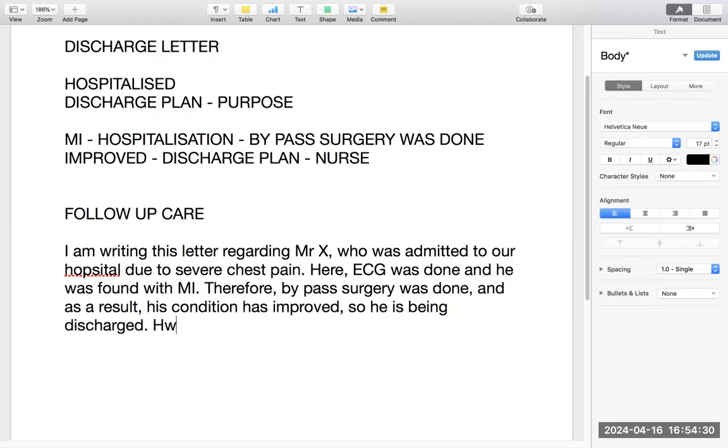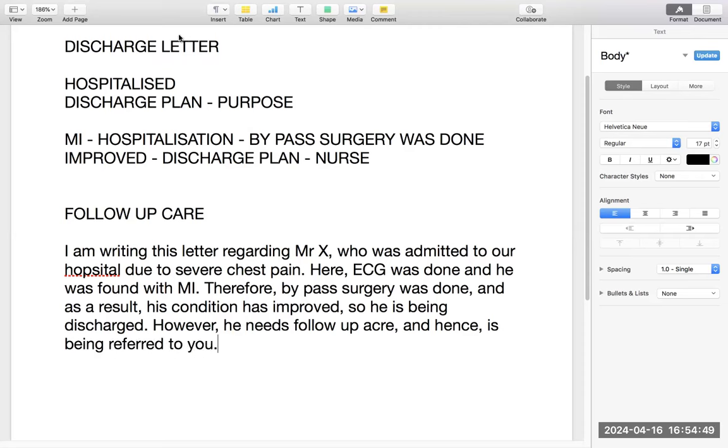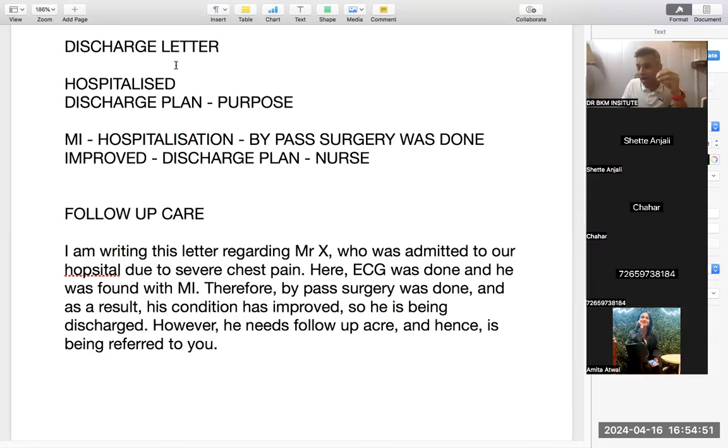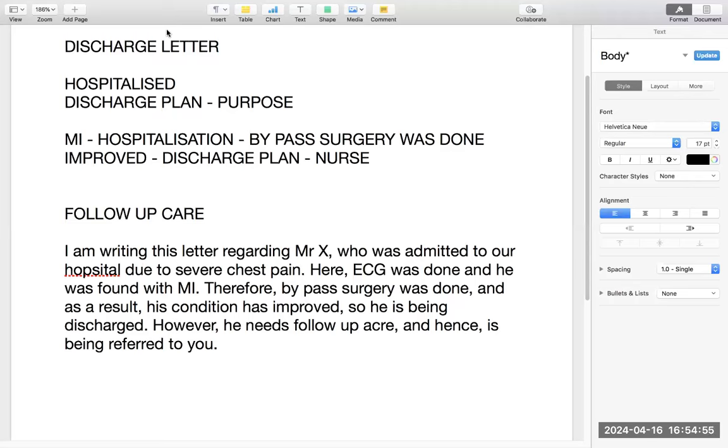However, this is the main thing. However, he needs follow-up care and hence is being referred to you. This is the complete first paragraph. So I have just told you how to write the discharge plan in the easiest of ways.